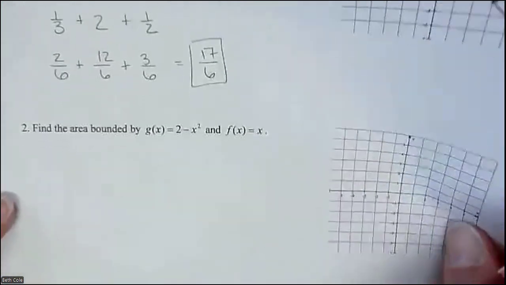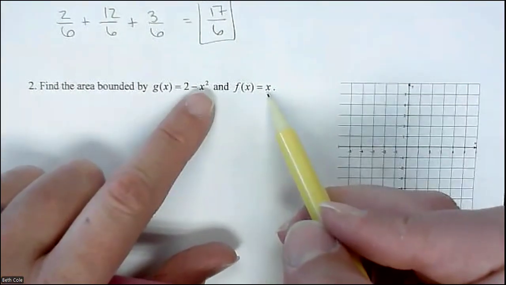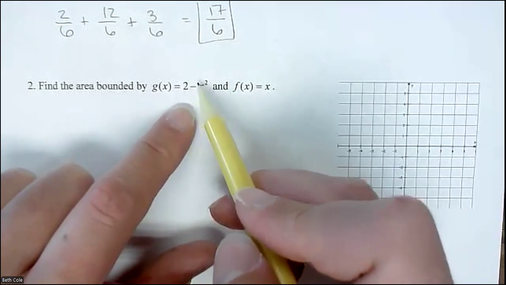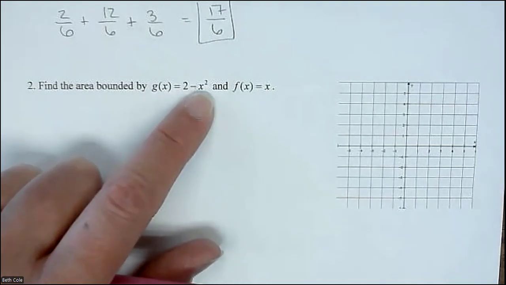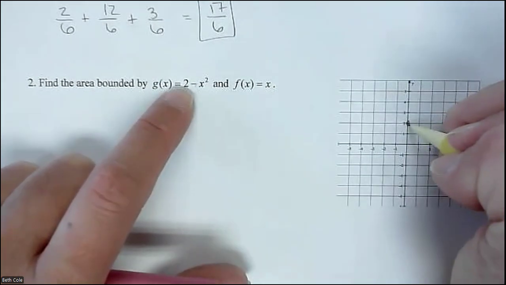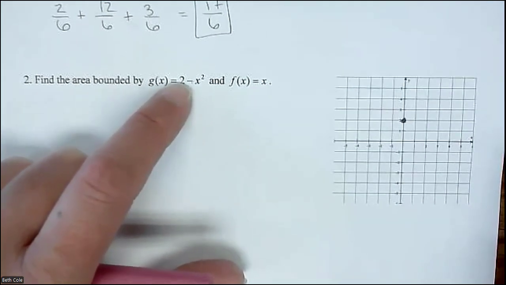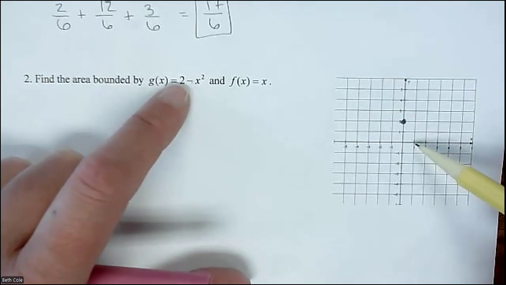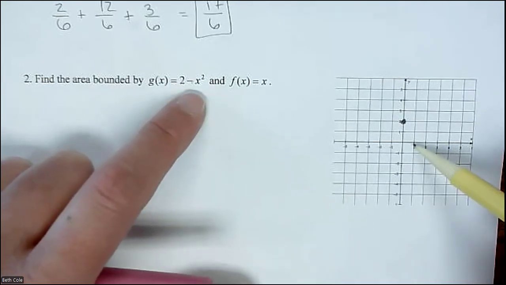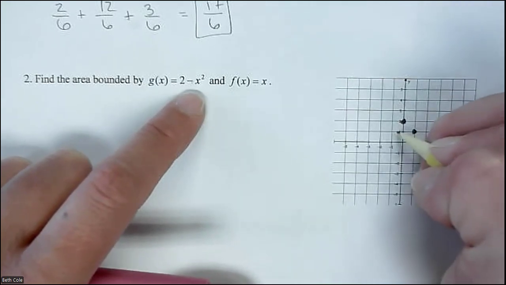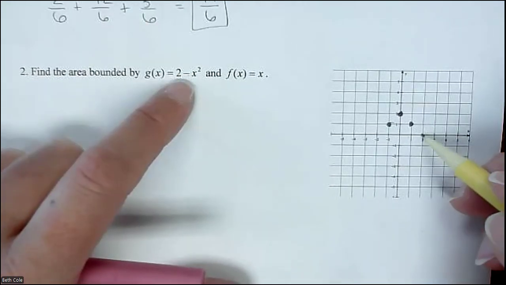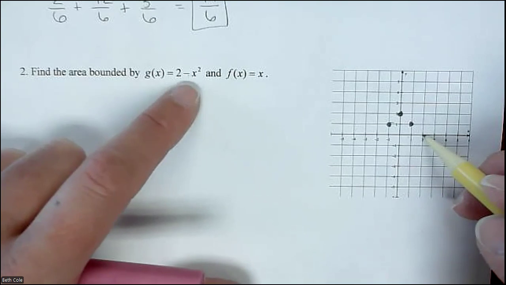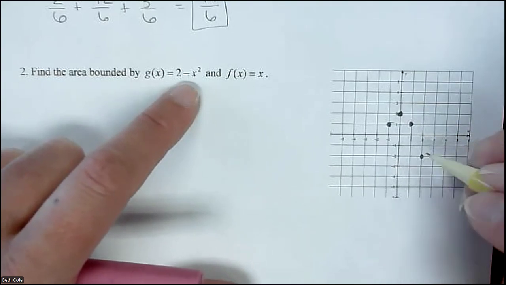All right, let's try another one. Find the area bounded by these two graphs. This is again going to be a quadratic, but it is flipped, concave down, and moved up 2. So we're going to start at 0, 2, and we're going to expect it to look upside down. So if you plug in 1, what do you get? 1. Good job. If you plug in 2, what do you get? Yeah, -2.